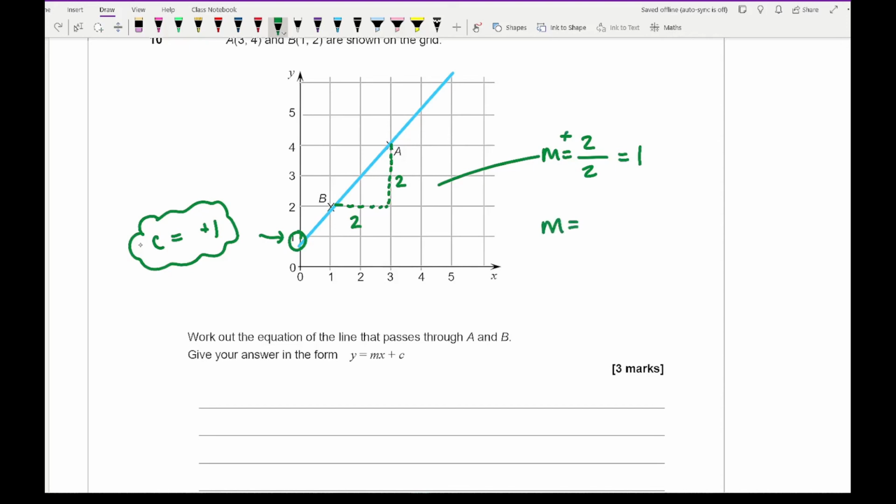So m equals 1. So we've got y equals mx plus c. So the answer then is going to be y equals m, which is 1, x plus c, which is 1. Or you could write it as y equals x plus 1.